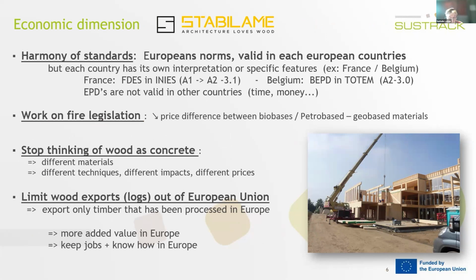And the fourth point is more global regarding the wood sector: Europe should limit wood exports of logs out of the European Union. It should permit only the export of timber that has been processed in Europe. That would give more value to Europe, and it would also permit keeping jobs and know-how, because that is what, for example, Asian countries have been doing for more than 20 years. And that's quite important for us, not to let all the logs go out of Europe.